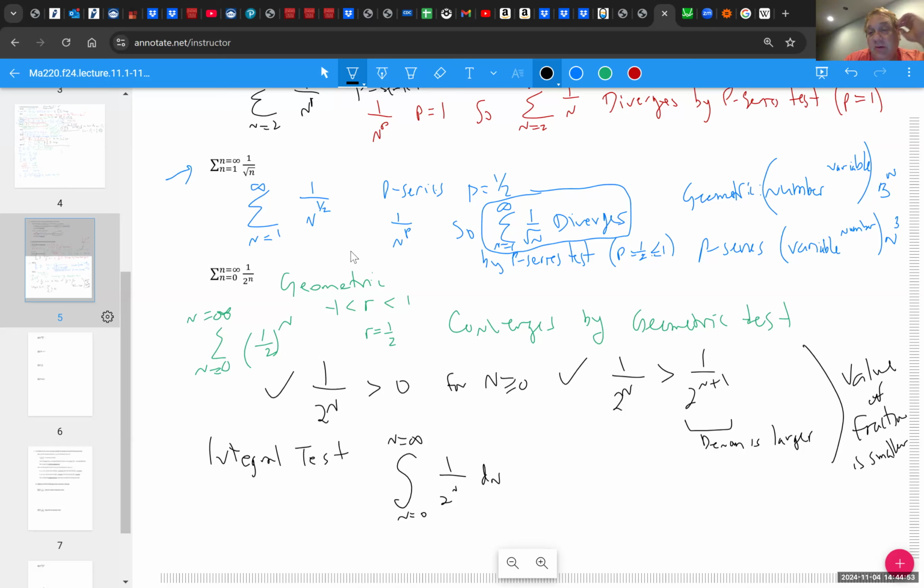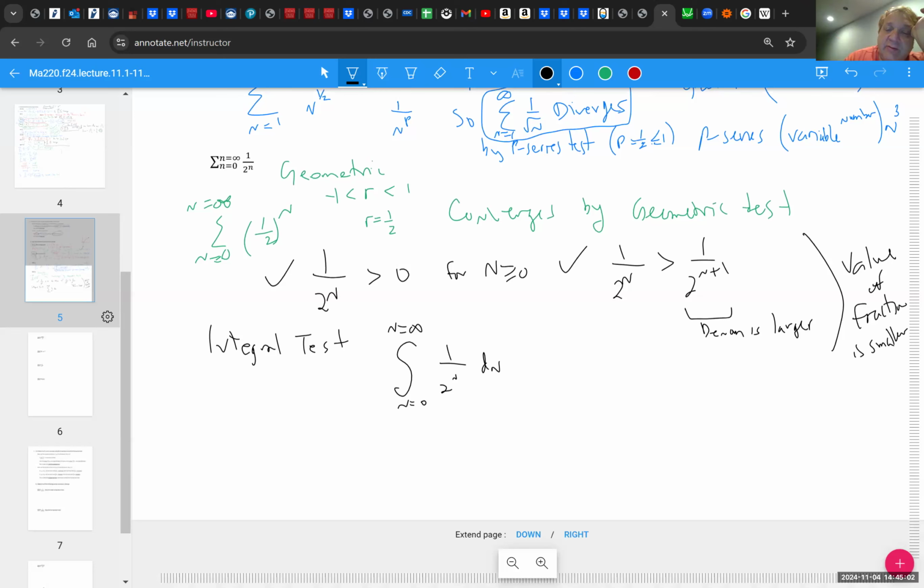And if this integral converges, then our series converges. If this integral diverges, then our series diverges. And just a reminder, we'll go ahead and do the steps.